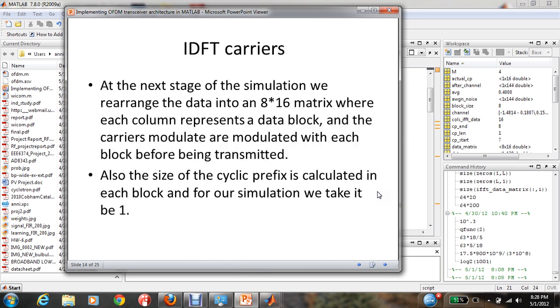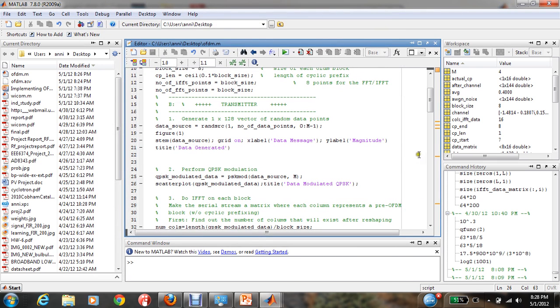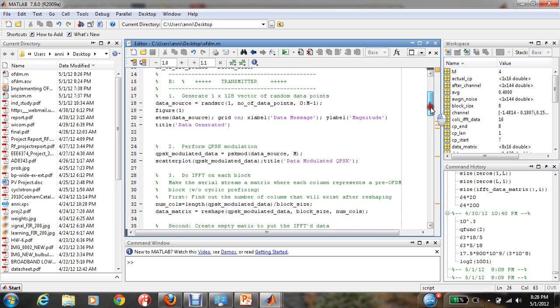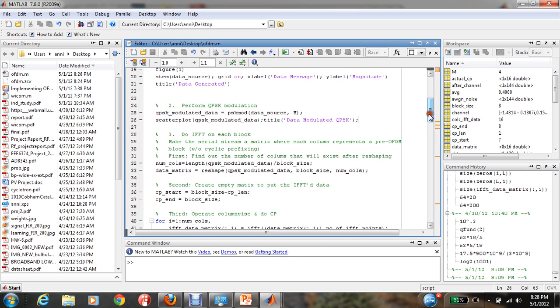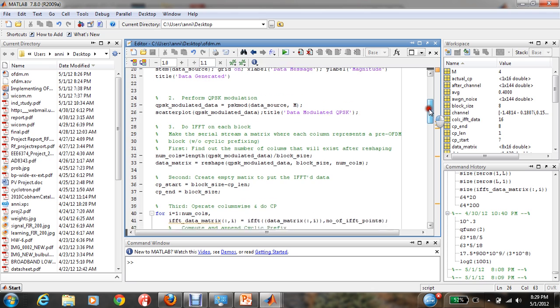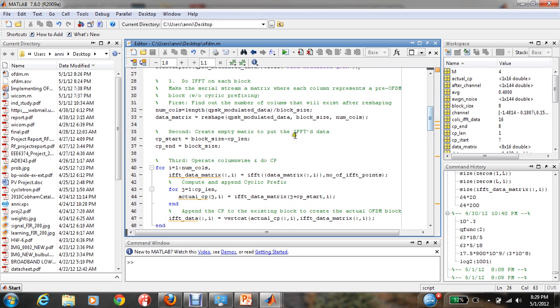presentation. So this is the part where we show the modulation. The next part of the simulation is performing IFFT. What we do is rearrange the data. We divide the data into blocks of size 8, and rearrange it so that the number of columns will be 16 because we are using 128 data, giving a data matrix of size 8 by 16, and then we perform the IFFT of the data.